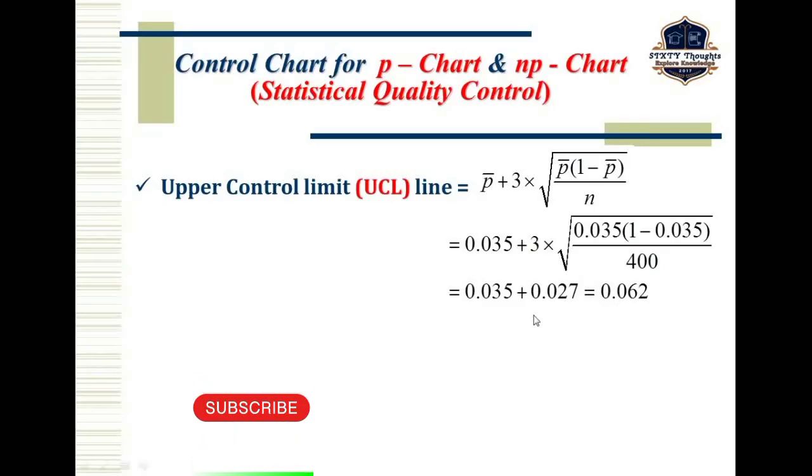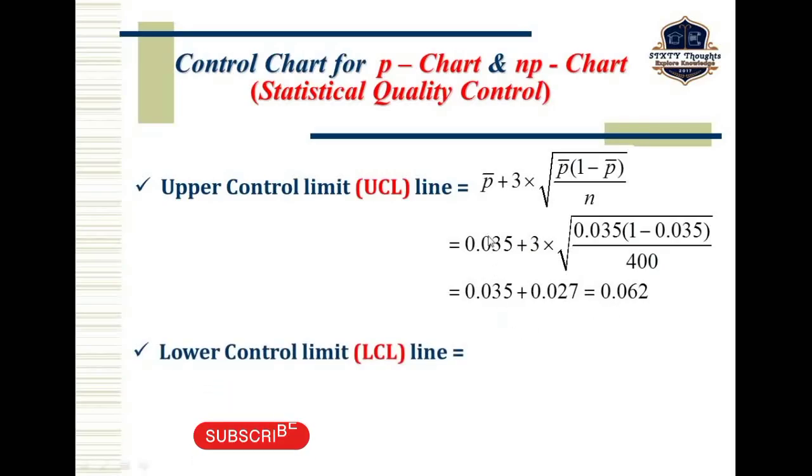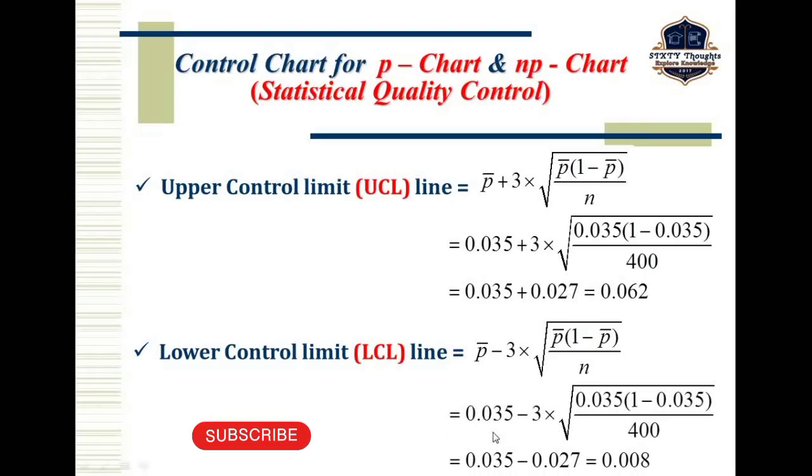Now I am going to find the lower control limit line. We know the lower control limit line formula is P bar minus the same term. Substituting P bar equal to 0.035, we get 0.035 into 1 minus 0.035 by n, where n is 400. Simplifying this expression, we get 0.027. Subtracting these two values, we get 0.008. This is called the lower control limit line. Using these three horizontal lines, that means the central line, upper control limit line and lower control limit line, we are going to draw the P chart and NP chart.